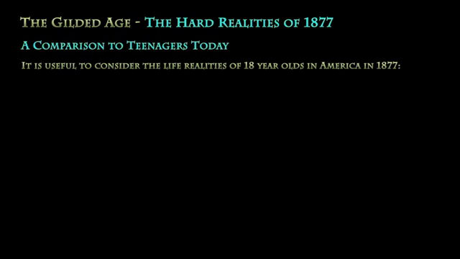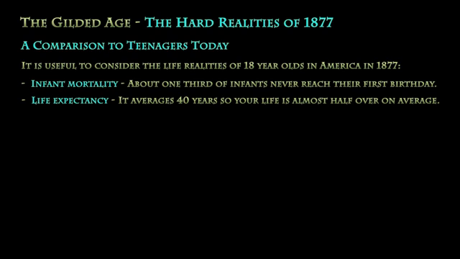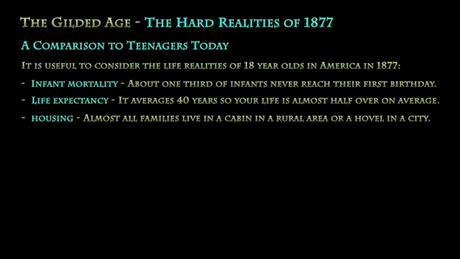It is useful to consider the life realities of 18-year-olds in America in 1877. Infant mortality. About 1/3 of infants never reached their first birthday. Life expectancy. It averages 40 years, so your life is almost half over on average. Housing. Almost all families live in a cabin in a rural area or a hovel in a city.